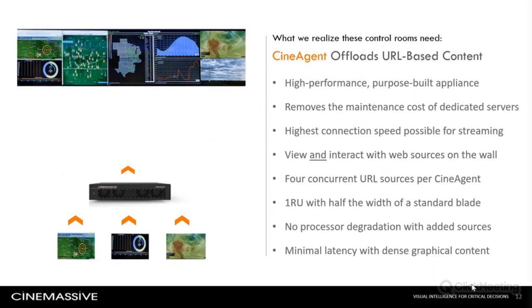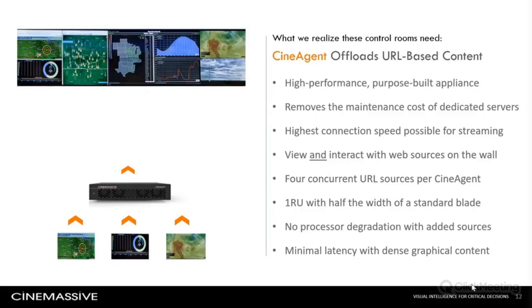Having studied the problem for some time, CineMassive decided to take a different approach. Just as the GPU was ushered in during the late 90s to offload processing load from desktop CPUs, today's situation requires a similar offloading of processor resources to adapt to an increasing flood of graphically intensive URL sources.